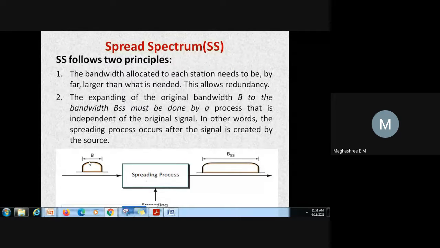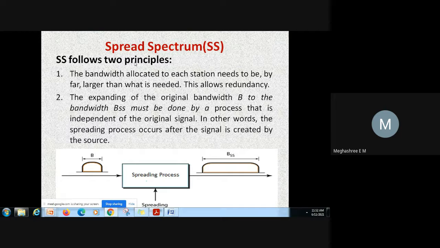As you can see in the diagram here, this is the signal which has a bandwidth of B, which is generated at the source side. This signal, which has the bandwidth B, undergoes the spreading process. After undergoing this process, the output of this process will be BSS. That means the bandwidth has been expanded here. What is the spreading process? It is a spreading code or some technique followed to expand the bandwidth of the input line or the input source. This is how it works.